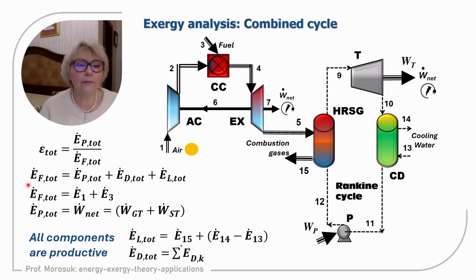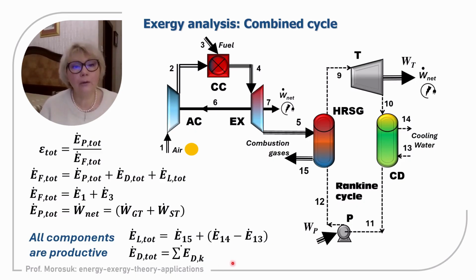So the fuel of the system we already mentioned, so the balance: products plus destruction plus losses of the system. The fuel of the system is the same as for the open cycle gas turbine system, exergy-1, exergy-3, exergy rate of course, and the product of the system is W net, W net coming from the gas turbine system and from the steam power plant.